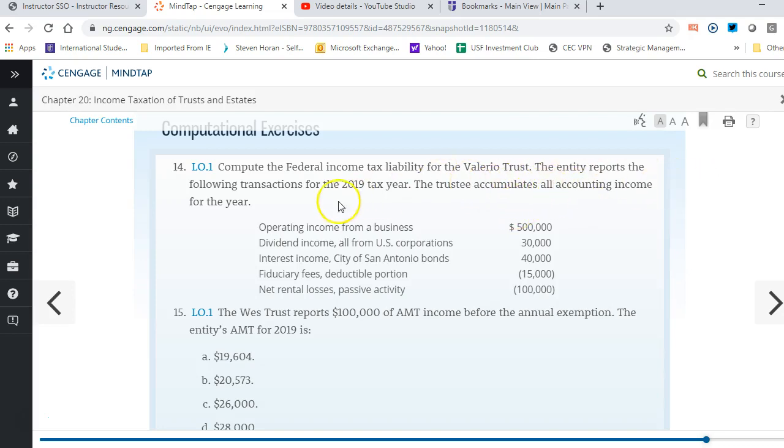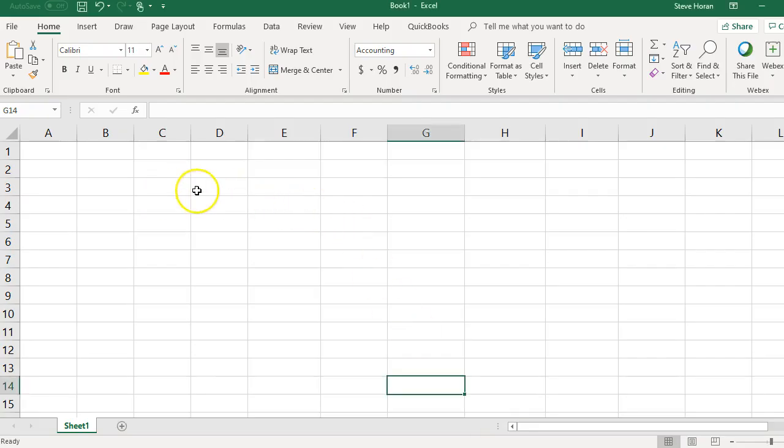The entity reports the following transactions for the 2019 year. The trustee accumulates all accounting income for the year. So we'll go ahead and compute that. I'm basically trying to figure out what's the tax bill for the particular trust for the year. So take a look at the numbers right here. We'll start out with the ordinary income right here of $500,000.